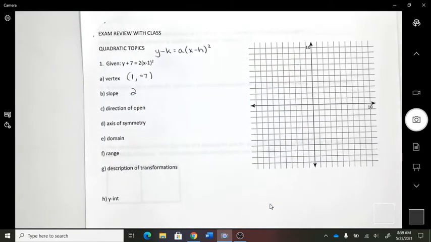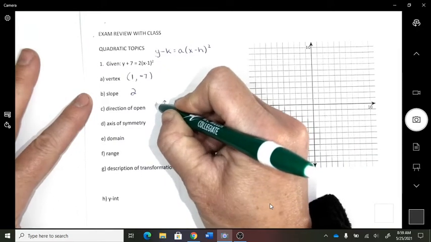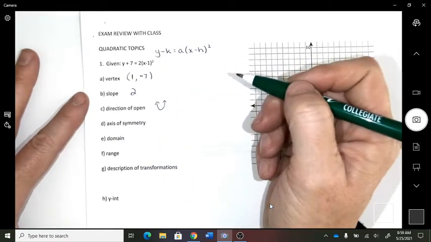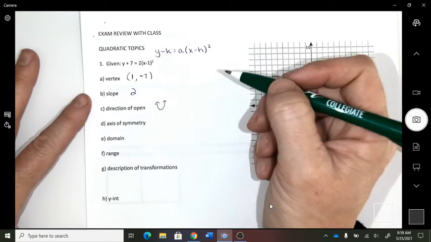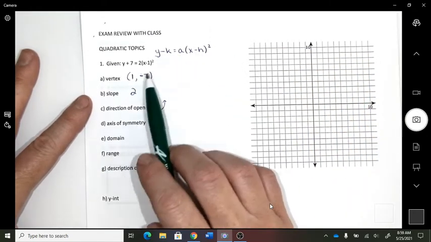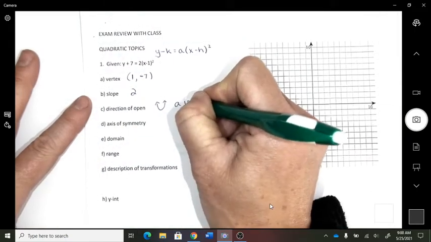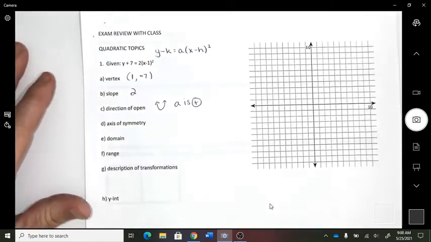Does this open up or down? Which way do you think it's going to go? It's going to open up. Do you remember what you're looking at? Why it's opening up? Because the slope multiplier is positive. That's why.